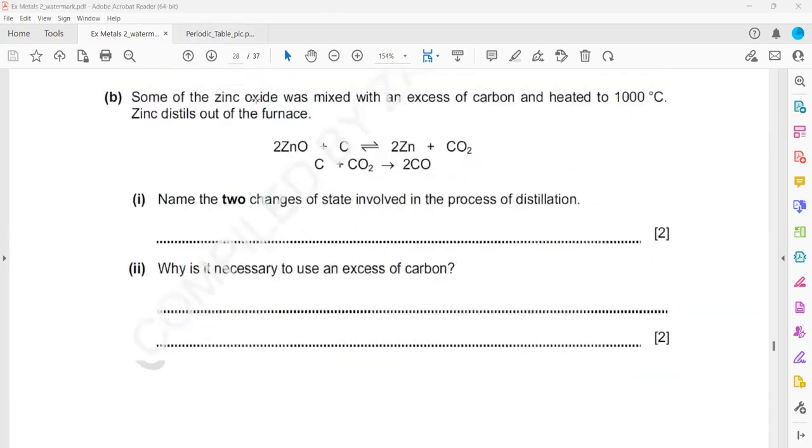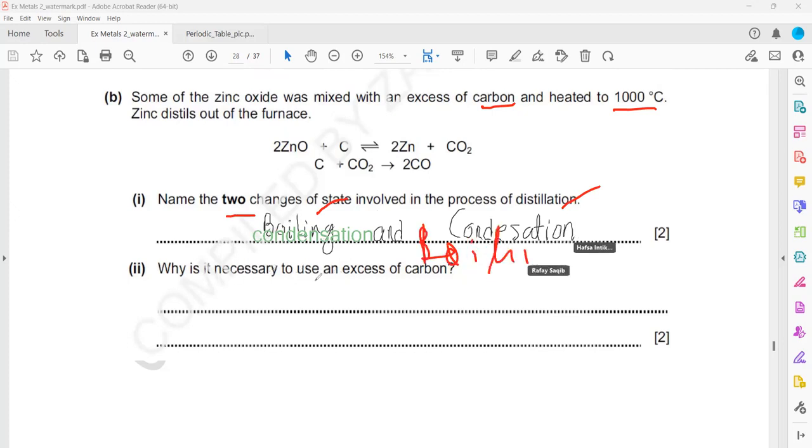Some zinc oxide was mixed with an excess of carbon and heated to around 1000 degrees, and zinc distilled off. Name the two changes that take place in a distillation: boiling and condensation. Why is it necessary to use an excess of carbon? Like, why should we use more than enough carbon?